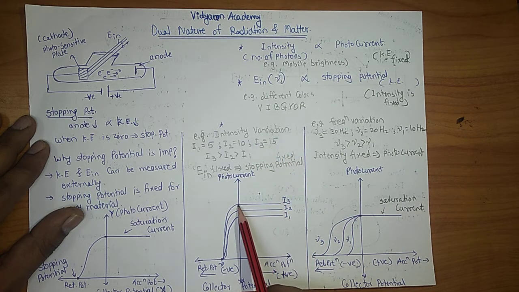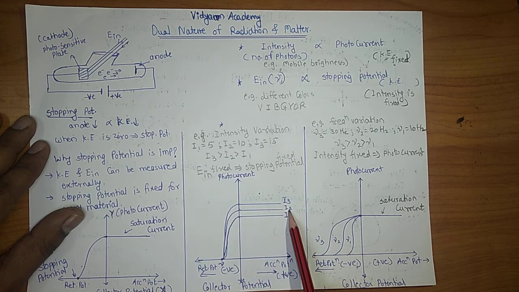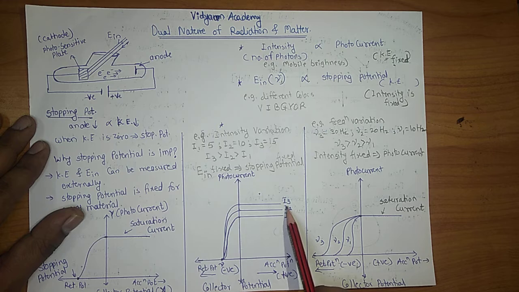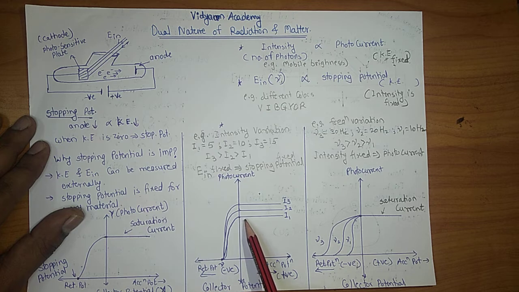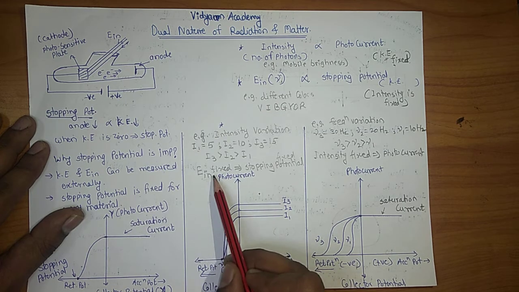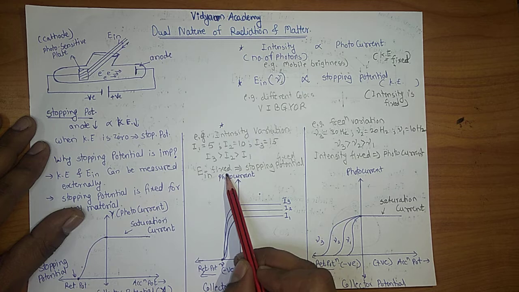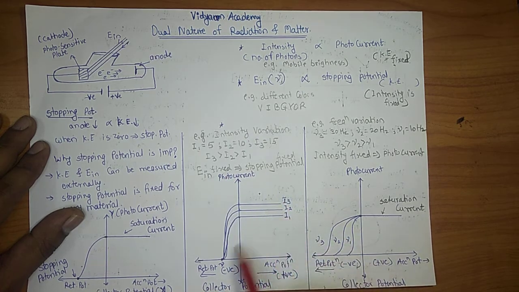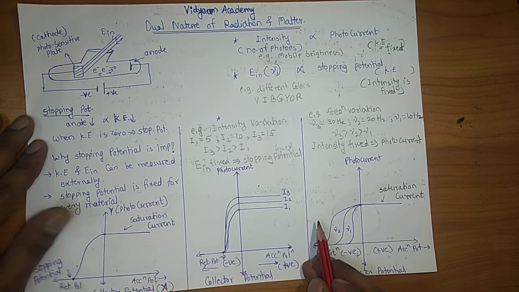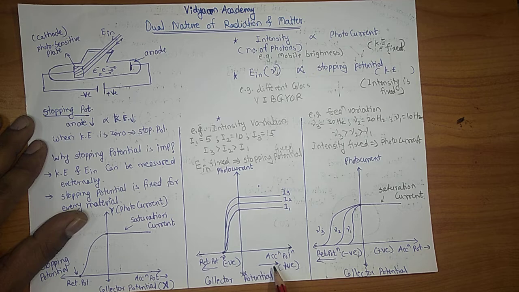Can you see this? For I3, you will get more photocurrent. Then for I2, there will be a moderate case, and its photocurrent will be less than I3. And for I1, you will get minimum photocurrent. Agreed? But as I said, their incident energy is fixed, so the stopping potential for all the cases will be fixed.